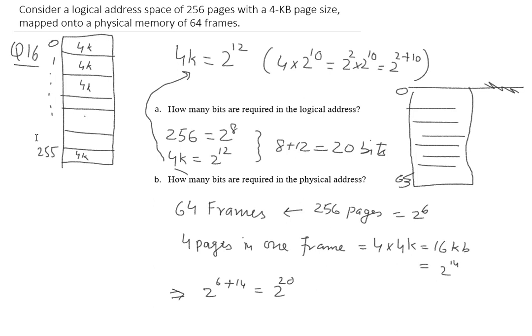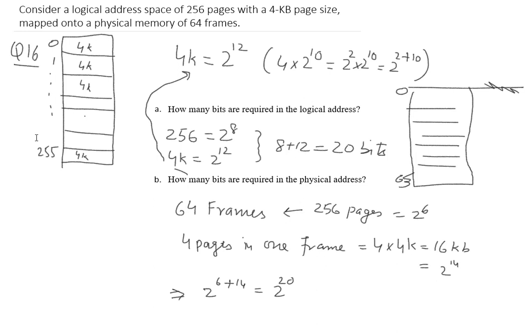The second part is how many bits are required in the physical address. As I said, we have 64 frames and we have 256 pages. So how many addresses are needed for frames? For 64, this is equal to 2 power 6. So we need 2 power 6 possible frames, which means 6 bits will be needed to represent the frames.